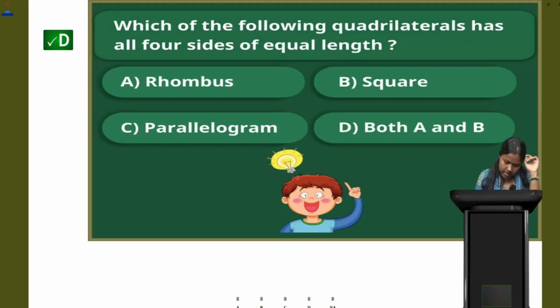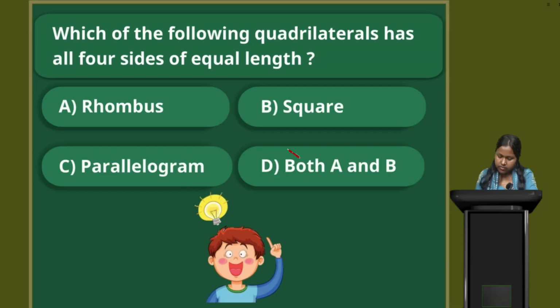Okay, your time is up. I am showing you the result. Very good. Option D is the correct option. Why? Because in a rhombus we know all four sides are equal, but no angle is 90. Similarly, in a square we know opposite sides are equal and all the angles are 90 degrees. So that means both rhombus and square have four equal sides. Option D is the correct option.